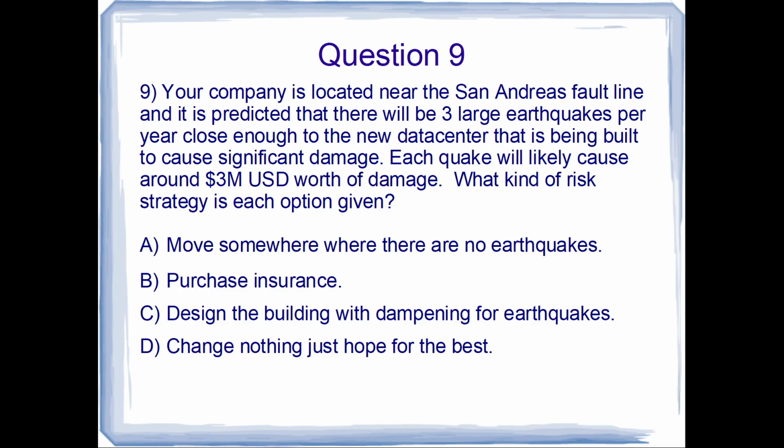What kind of risk strategy is each option? So, would that be stuff like mitigation, transference? Would it be... right? So, for each one, for A, B, C, and D, you need to say whether it's going to be risk accept.